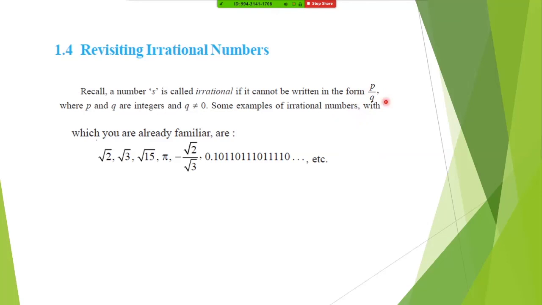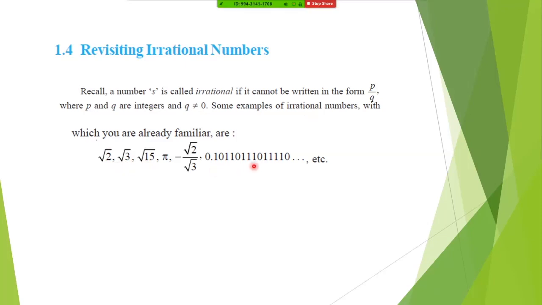So then what are irrational numbers? If it cannot be written in the form of p by q, where p and q are integers. So some examples are roots of all these things. If you try doing it out, you will see they will be all non-terminating and non-repeating. Remember these. Write it down somewhere bold: non-terminating and non-repeating decimal gives you irrational numbers.